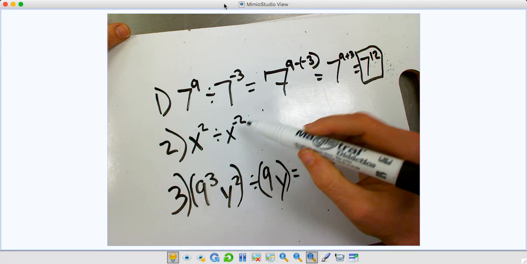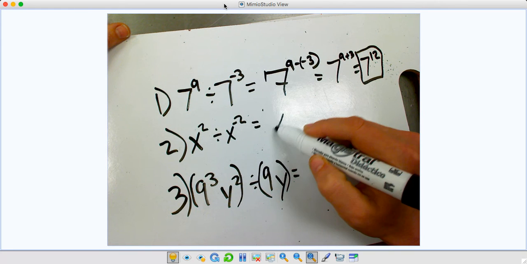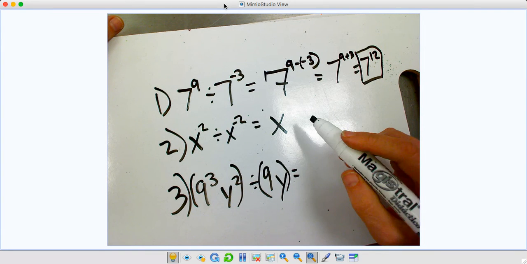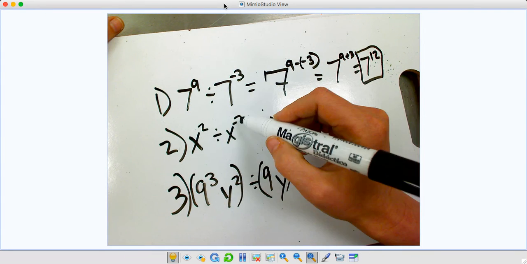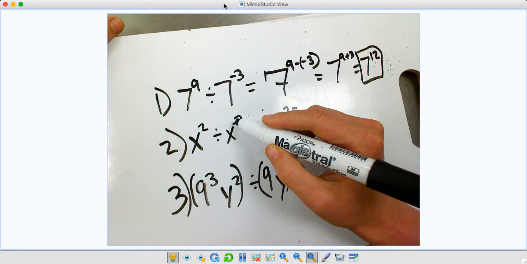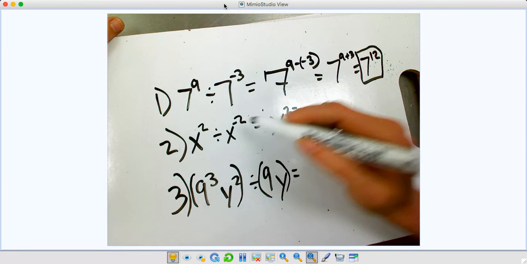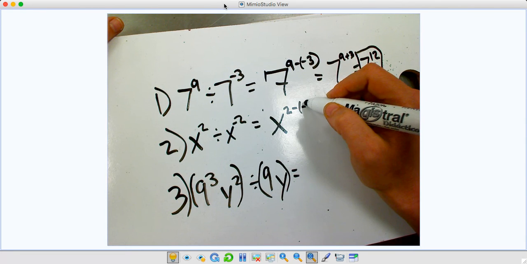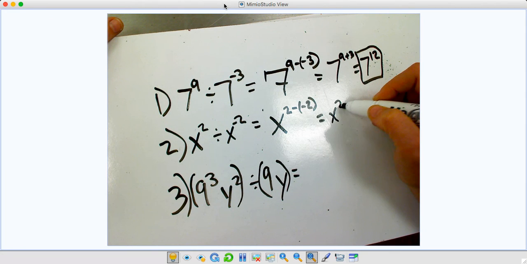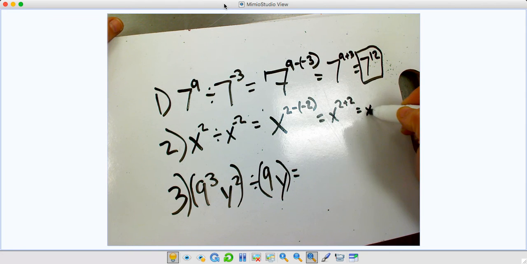All right, next, we keep the base. What do we do to the exponents? You're right, we subtract the second one from the first one. So let's put the first one there. Subtract the second one. Oh, you're right, Bella, we do see a negative. So we're going to put that in parentheses so that we don't forget it. Then we get x to the 2 plus 2, which gives us x to the 4th power.